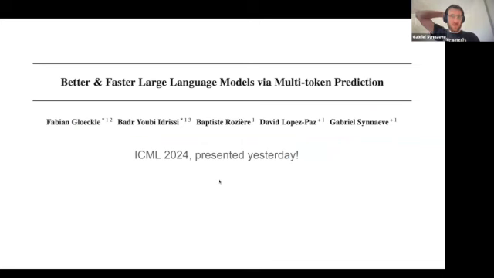Okay, now I'm going to talk about the multi-token prediction paper itself. It was actually presented at ICML yesterday, so you should feel free to go check out the ICML page. It's a joint work with Fabian, Badr, Baptiste, David, and Fabian and Badr are the lead authors on this paper.